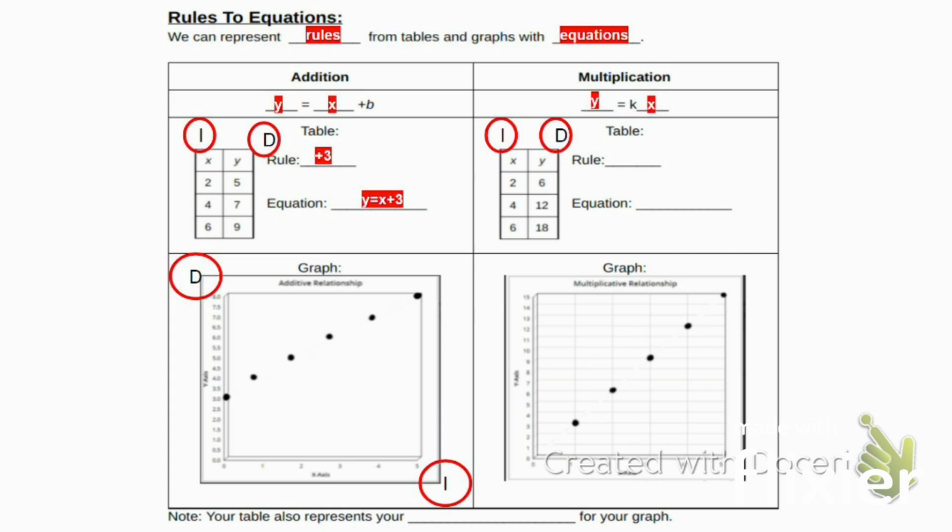So what would I multiply 2 by to get 6? 3. What would I multiply 4 by to get 12? 3. What would I multiply 6 by to get 18? Also 3. Since they have the same rule, our rule would be to multiply by 3. Now we're going to go ahead and write the equation. The equation has to be written in the y equals kx format. So it would be y equals 3x because we're replacing the k with the number from our rule.